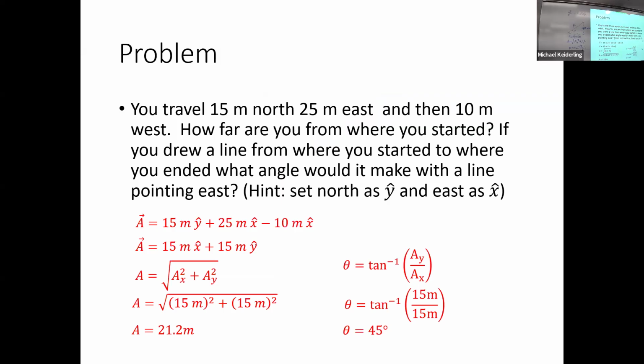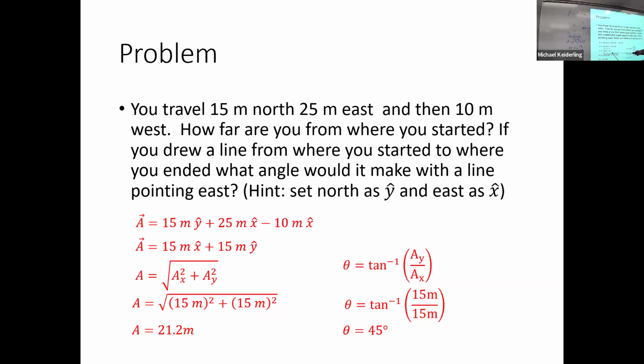So this is saying if north is y hat and east is x hat, what is the magnitude and direction of the sum of these three vectors? So this vector is 15 meters north, so 15 meters y hat, plus 15 meters east, so plus 15 meters x hat, and then plus 10 meters west, so minus 10 meters x hat, because west is going to be negative x hat. So that comes out to 15 meters x plus 15 meters y.